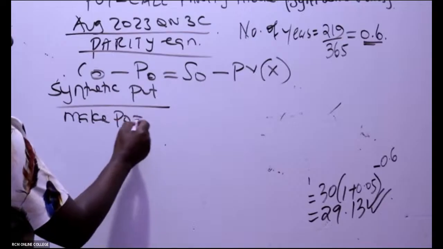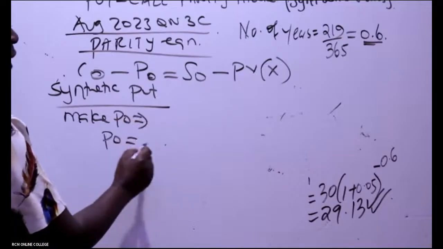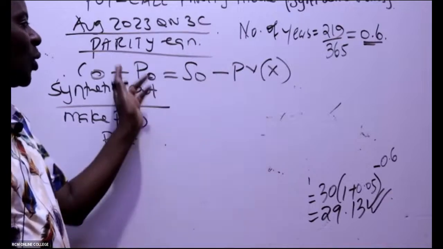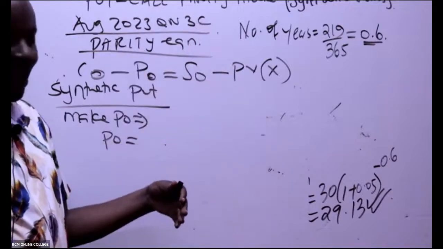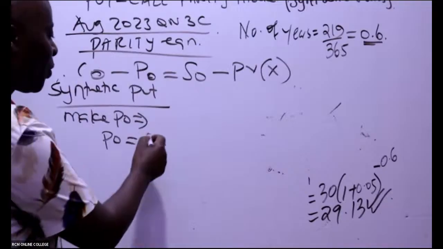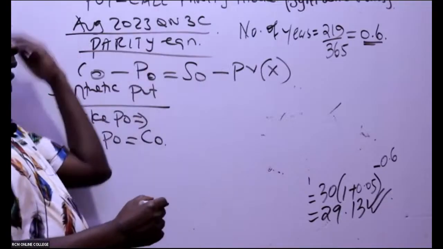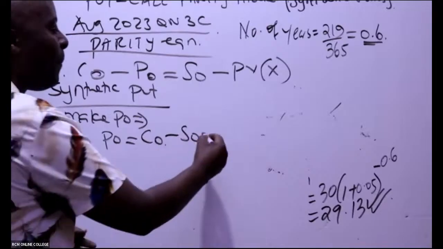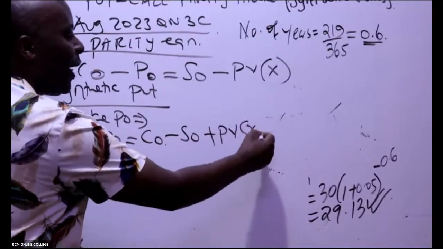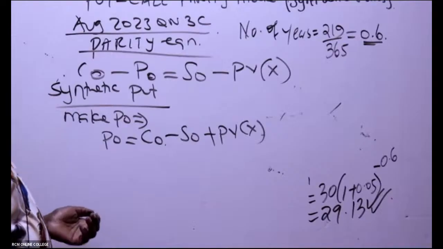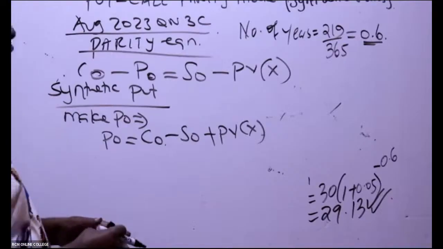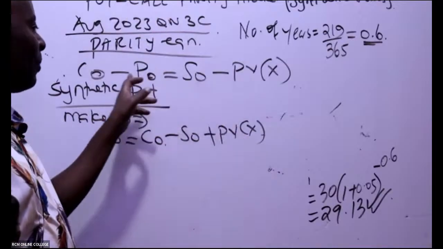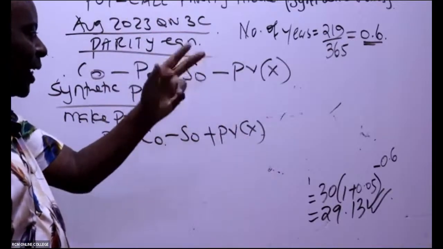So then what I will do, ladies and gentlemen, I will take this PO to the other side. When it crosses over, it becomes positive. And then I leave this one here. So CO. But now all the others here must cross over, right? So minus SO plus PV of X like that. Plus, because you see, alternatively, I can take this to the other side. But now remember, this will be negative. So you must change the signs.